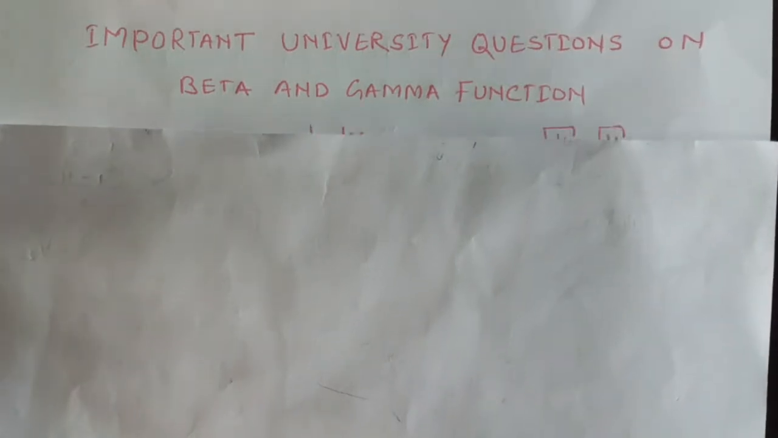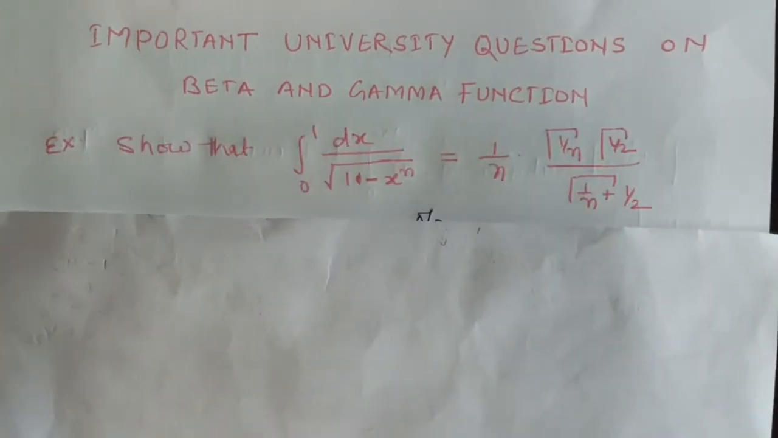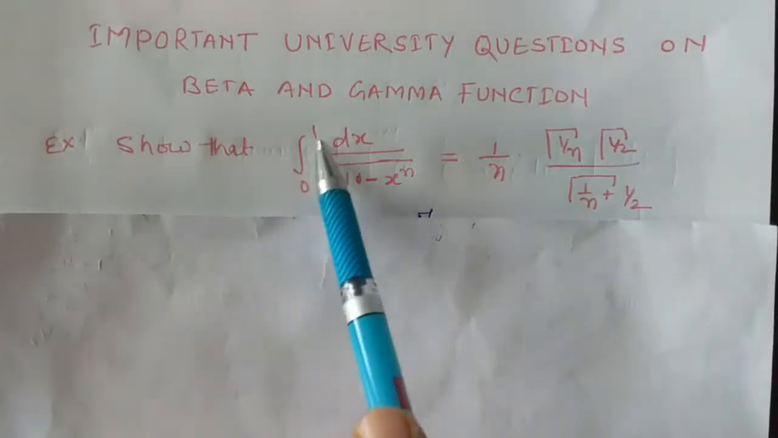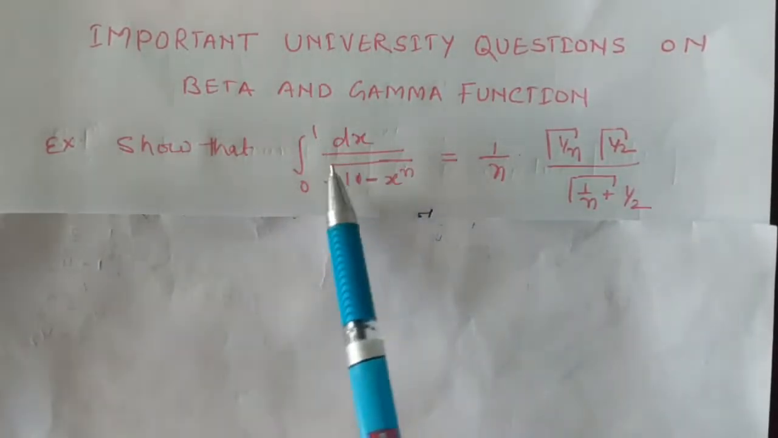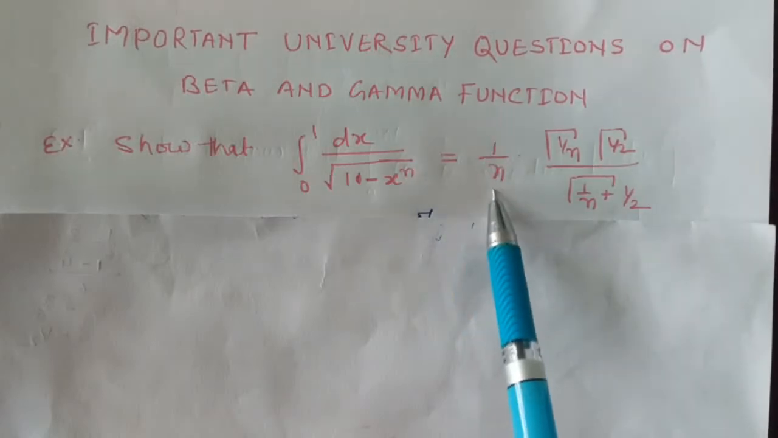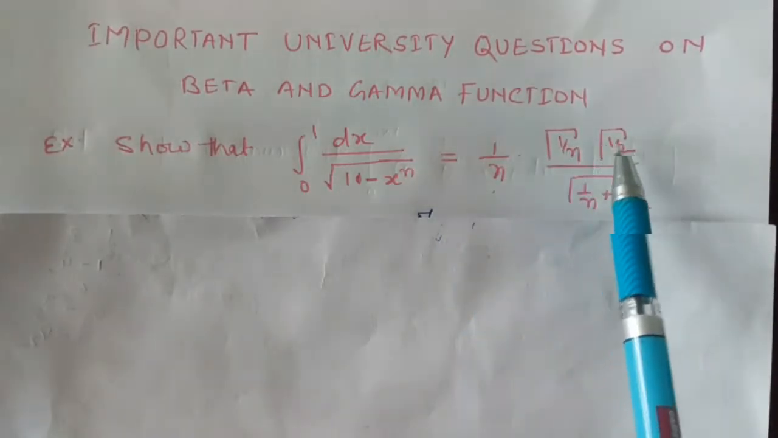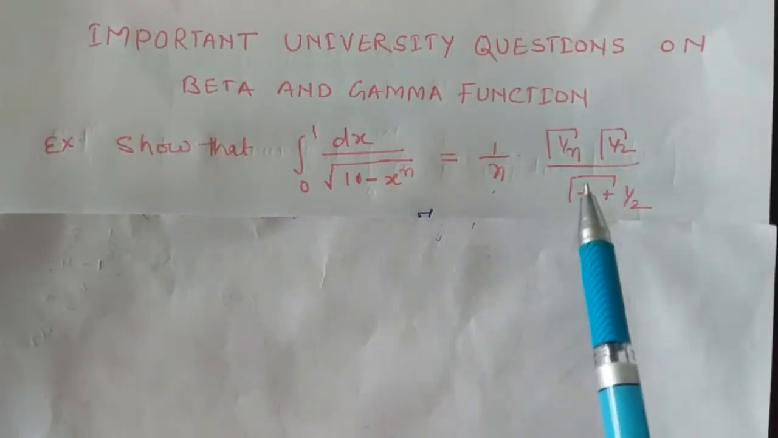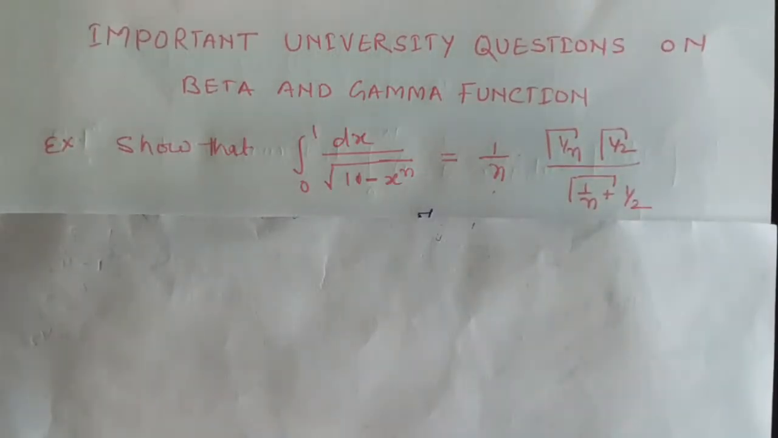So our first example is: show that the integral 0 to 1 dx upon square root of 1 minus x power n is equal to 1 by n into gamma 1 by n into gamma half upon gamma 1 by n plus 1 by 2.